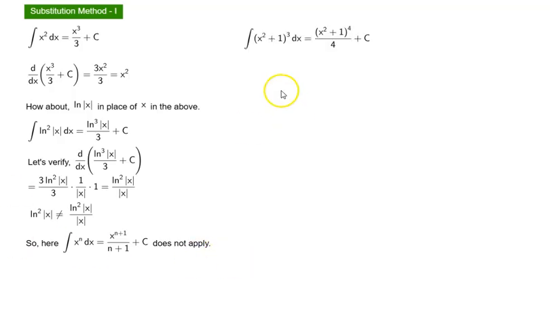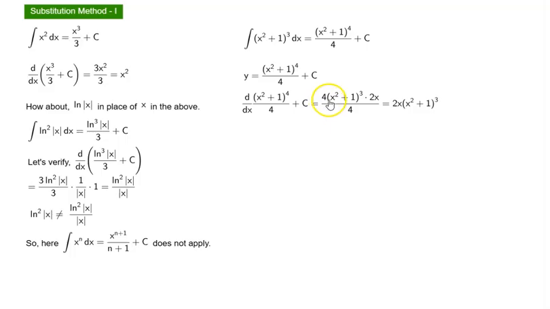Let's look at another example. Integral of x square plus 1 to the power of 3 dx is equal to x square plus 1 to the power of 4 by 4 plus c, applying the formula blindly. Let's verify. Differentiate the right hand side. So when we differentiate, we get 4 times x square plus 1 cube times 2x by 4, which is equal to 2x times x square plus 1 cube. Again, you notice we have an additional element, 2x, because of the chain rule. So here again, it is not what we expect.